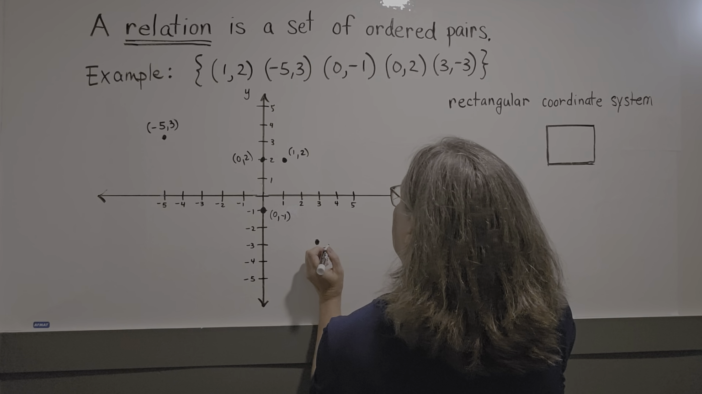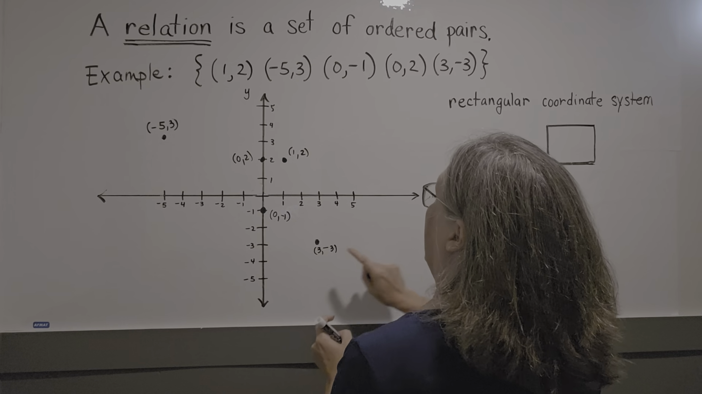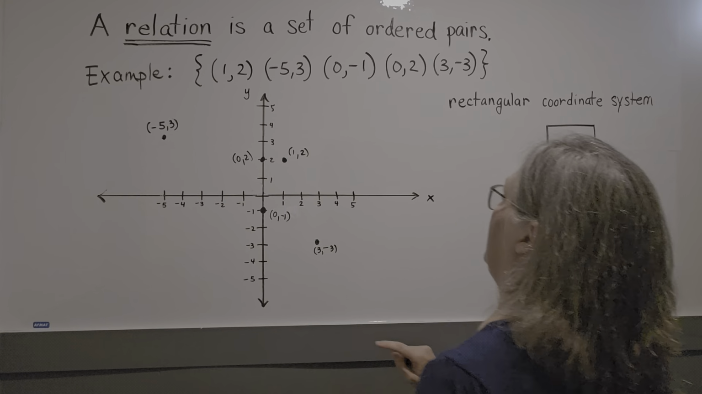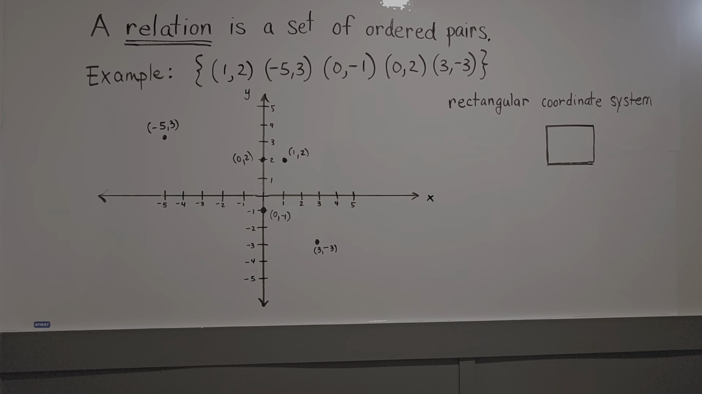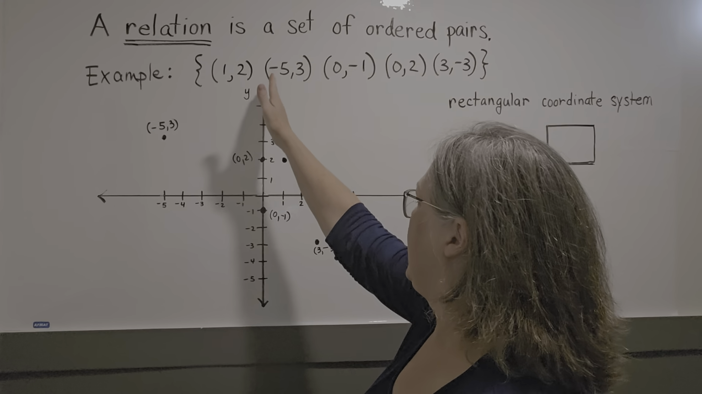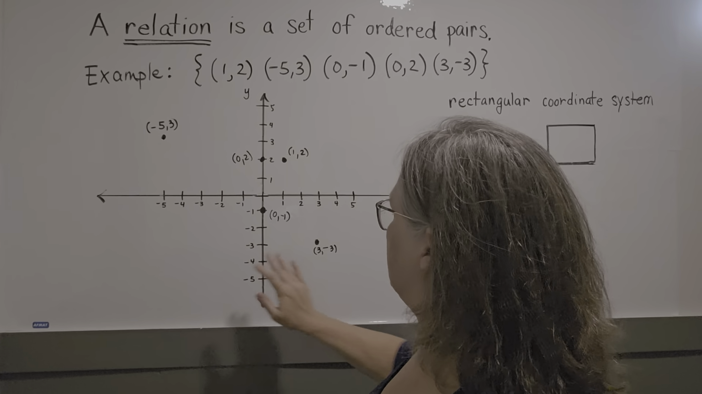And as I'm plotting these points, you can see that I'm kind of making rectangles. I go over to 3 and down to -3, and that kind of forms a rectangle. That's why they call it the rectangular coordinate system. There are 2 dimensions, and so it's a set of 2 variables, x and y. And the axes divide this rectangular coordinate system into 4 quadrants, we call them.